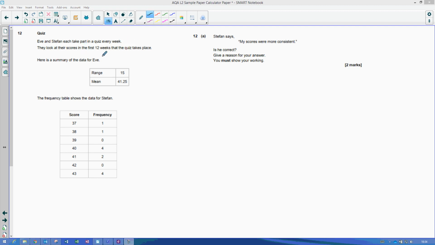Here's a summary of the data for Eve. So it's a summary. We don't know what she scored. We just know her range and her mean average. For Stefan, we do know what he scored. We've got a frequency table.